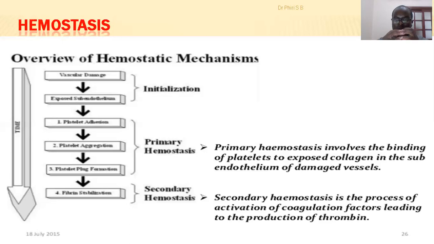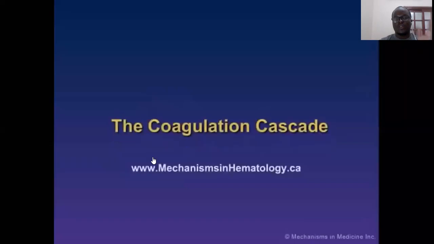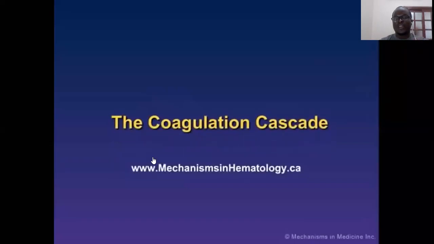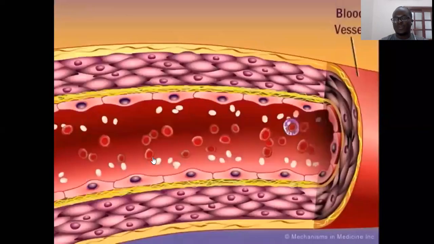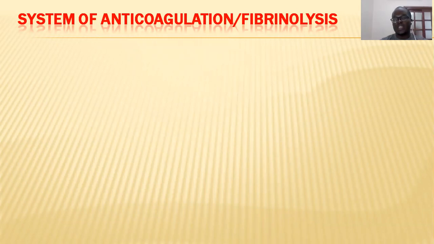You notice this serum is just plasma without fibrinogen. Then the clot will reduce in size. Later on you have other systems that will come in, the fibrinolysis, which we'll discuss in the second part of the lecture. I've also attached a video to summarize the coagulation cascade for you, so at your own time, you can look at that. In the next part of the video, we'll look at the system of anticoagulation and fibrinolysis. So for part A, this is where we're going to end.